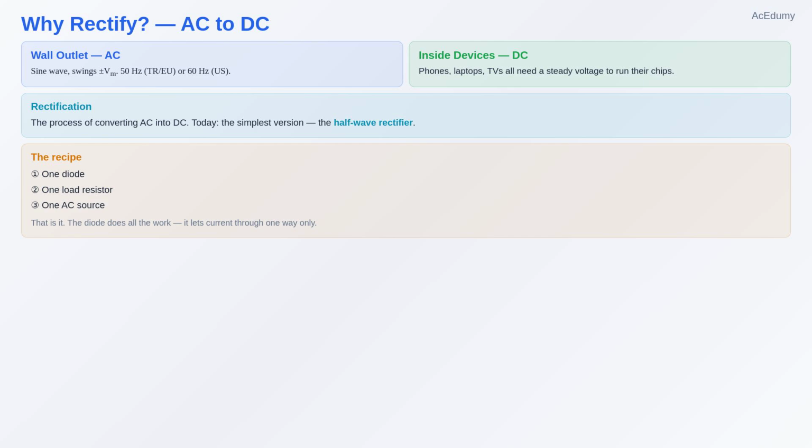That conversion process is called rectification, and the simplest version is what we cover today, the half-wave rectifier. Just one diode, one resistor, and an AC source. Let us see how it works.